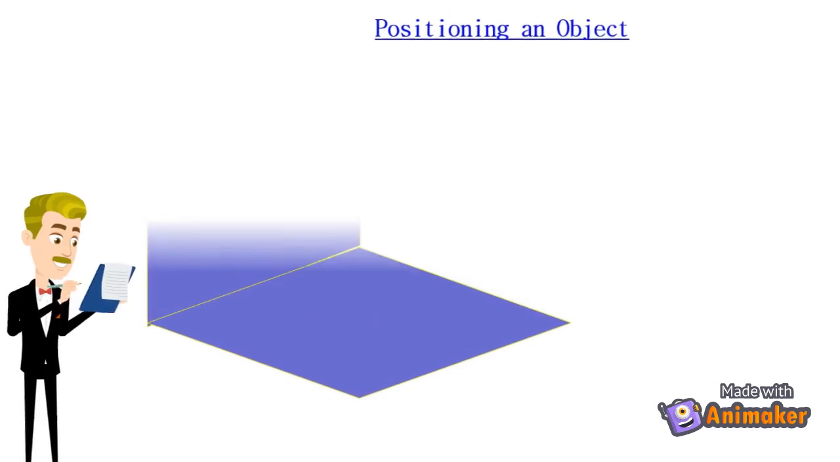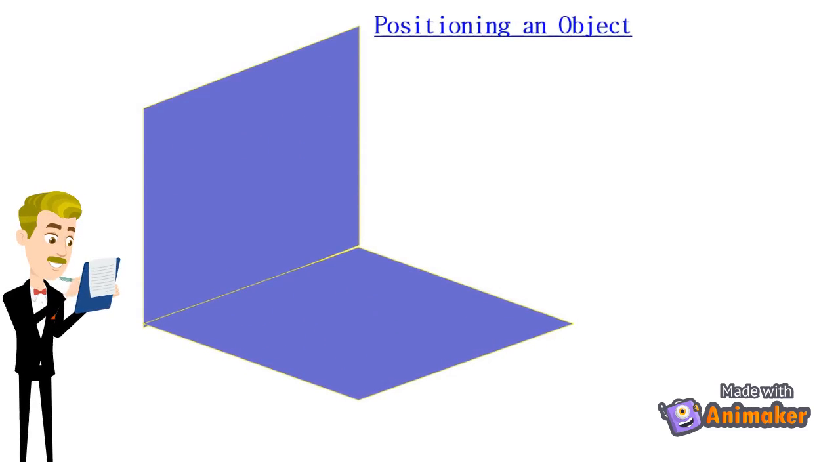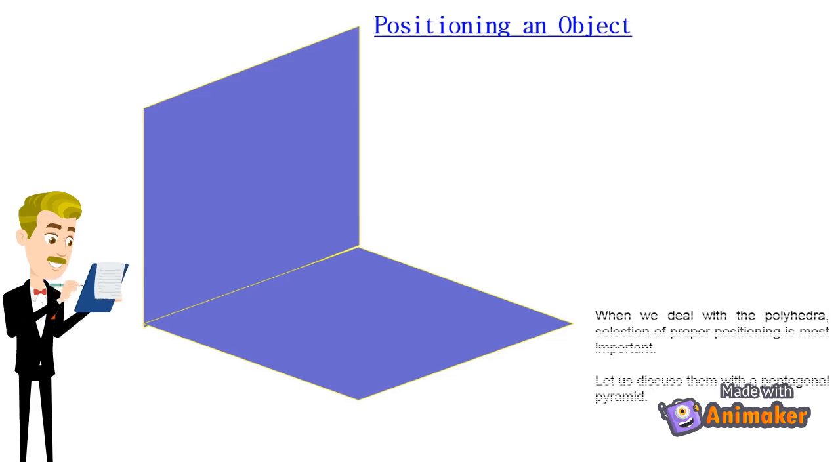Before proceeding to the constructions, we will look at a few basics about the positioning of the object. When we are dealing with solids of revolution, we need not worry about it. Whereas, when we deal with polyhedra, selection of proper positioning is most important. Let us discuss them with a pentagonal pyramid.